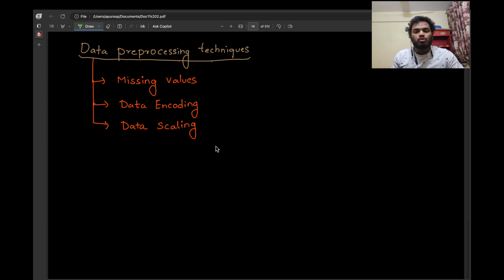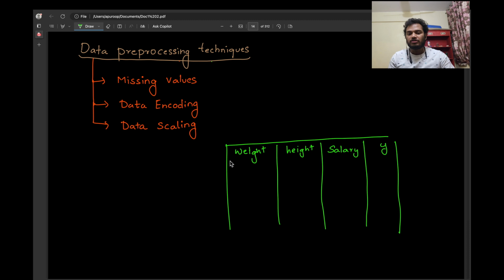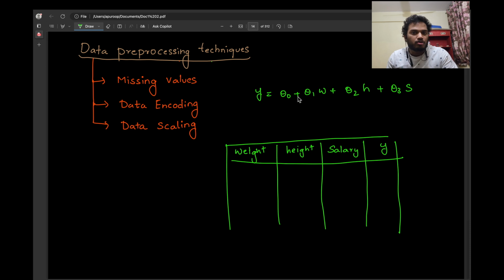So now let's try to understand why data scaling is required in the first place. Let's say we have three features: the first feature is weight, the second is height, and the third is salary. And we are able to find some output with respect to these three features. Then, let's say this is a regression problem, the corresponding hypothesis will look like y equals theta naught plus theta 1 into weight plus theta 2 into height plus theta 3 into salary. So this will be my corresponding hypothesis, right?